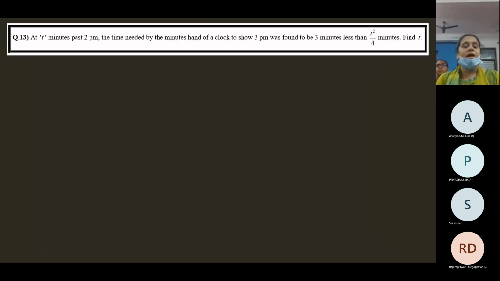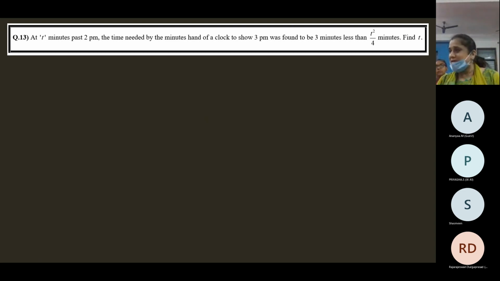At T minutes past 2 p.m. Like saying at 10 minutes past 2 p.m., meaning 2:10, meaning the time is 2:10. All right, so like that: at T minutes past 2 p.m., the time needed by the minutes hand of a clock to show 3 p.m. was found to be 3 minutes less than T squared by 4 minutes. Find T.